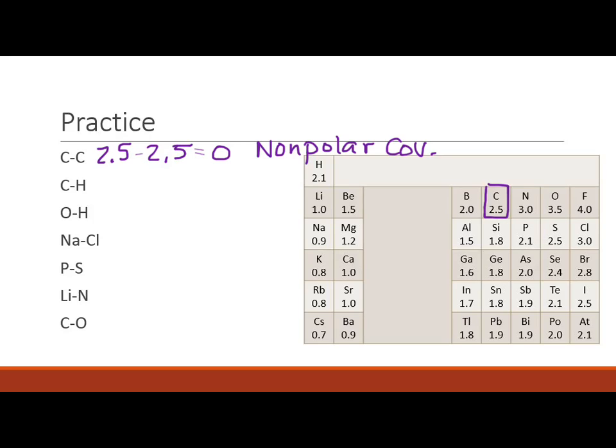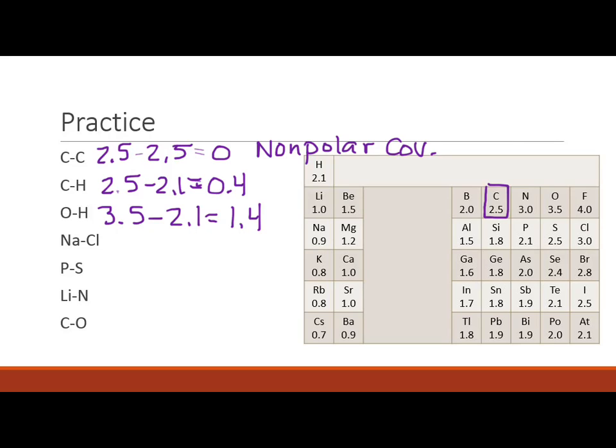Now, what about carbon versus hydrogen? Carbon is 2.5, hydrogen is 2.1, a difference of 0.4. If you look at that table on the last slide, that also is a nonpolar covalent bond. Now what about oxygen versus hydrogen? Oxygen's a 3.5, hydrogen's a 2.1, so that's a difference of 1.4. So that's what's known as a polar covalent bond. It's still a sharing, but it's not an equal sharing.